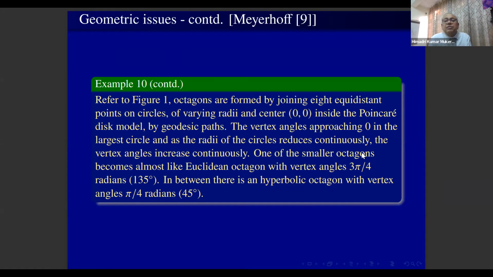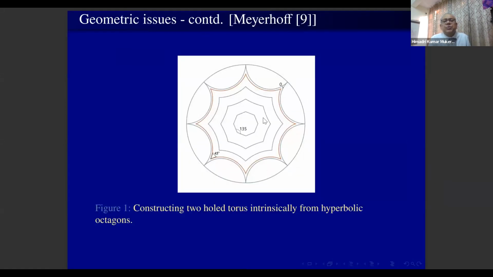One of the smaller octagons becomes almost like an equivalent rectangle with vertex angle 3π/4 radians. In between, there is a hyperbolic octagon whose vertex angle is in between. So I think this picture is much clearer than the words I have spoken. So that is how one does intrinsic identification of this hyperbolic octagon to get a two-hole torus.